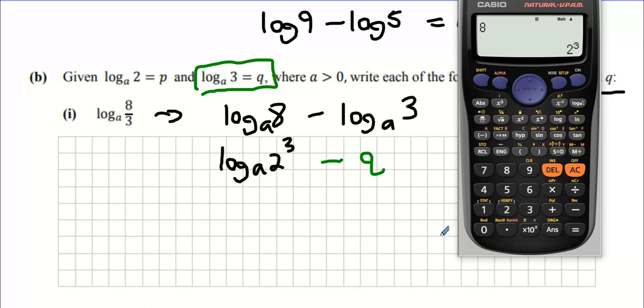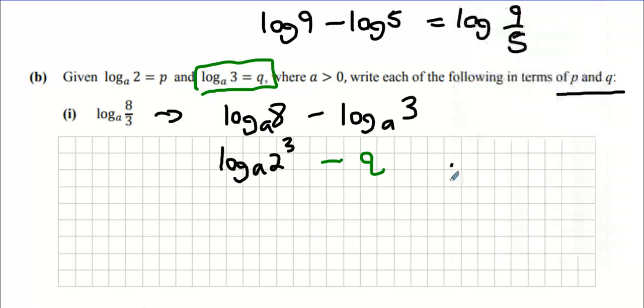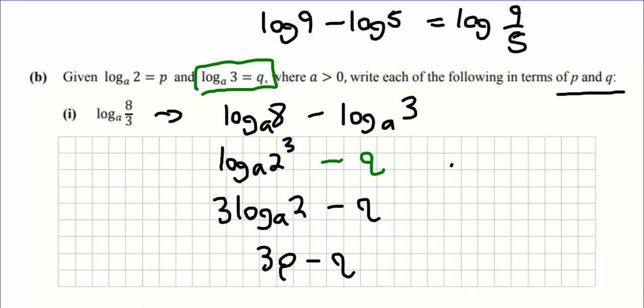On the newer calculators, it's in the format section, okay? For those of you at home. What can I do with that 3? Using the power rule of logs, 3 goes to the front. And what can I change that to now? 3p take away q.